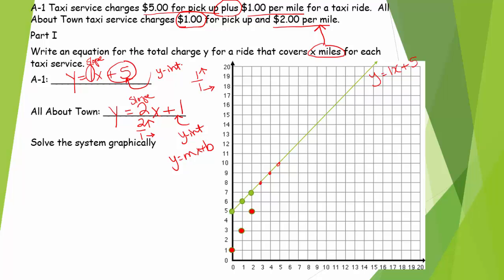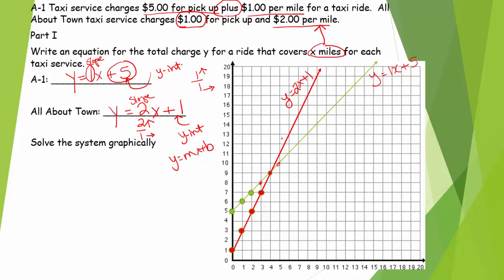After 2 miles, you're paying $5. After 3 miles, you're paying $7. $2 each additional mile. So it appears as though, oops, sorry, it was after 3, it was 7. 4 is 4, 9. Little misspeak there, so sorry. So this is our All About Town, and we've graphed that one. And Y equals 2X plus 1 is the equation for that one.